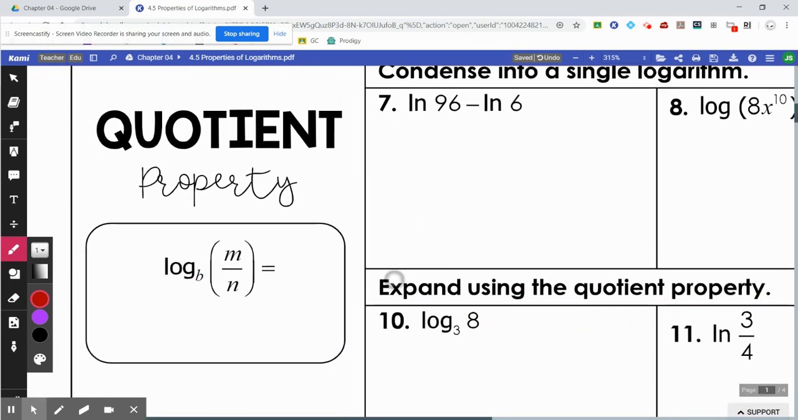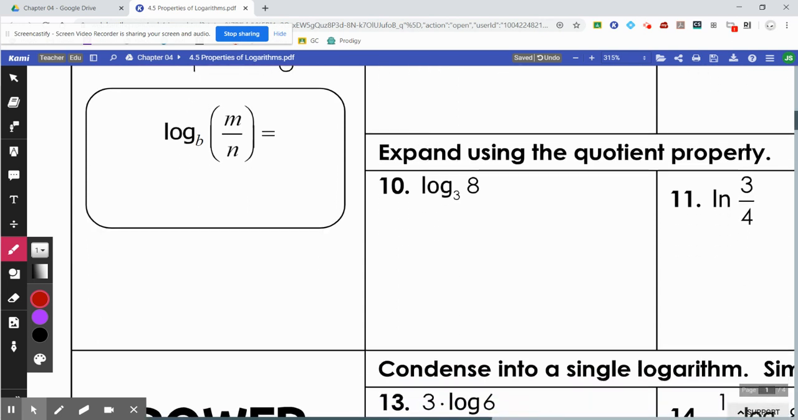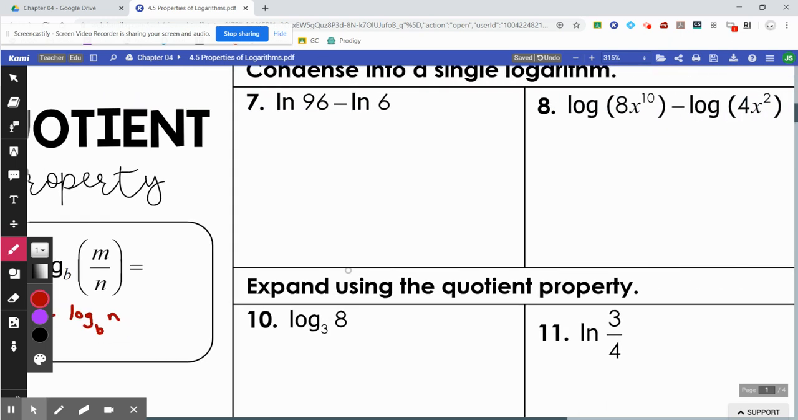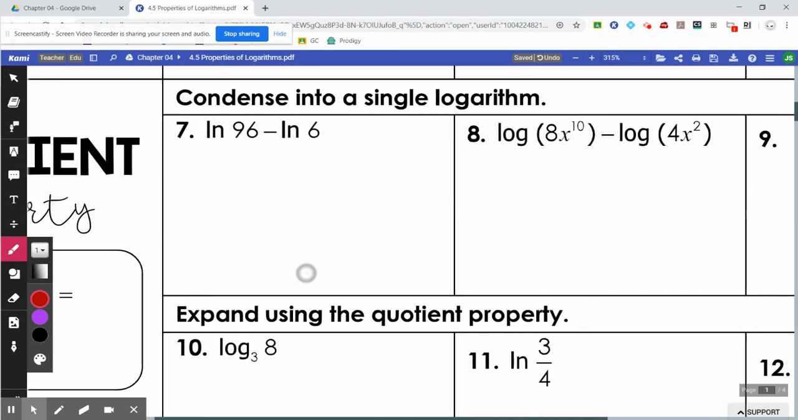Next up, your quotient rule. Just backwards of what we just did, the quotient property says log base b of m divided by n. Well, to do the log of a product, we add. So therefore, to do the log of a quotient, we subtract. This would be log base b of m minus log base b of n. So the log of a quotient is the difference between the two logs. So now let's use that rule and let's condense into a single logarithm.